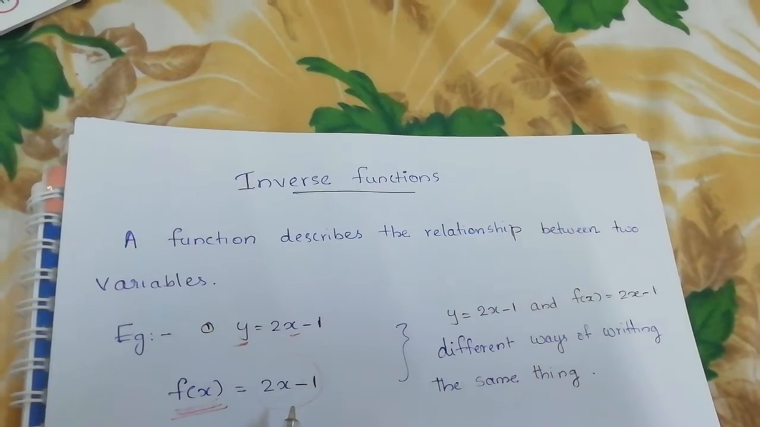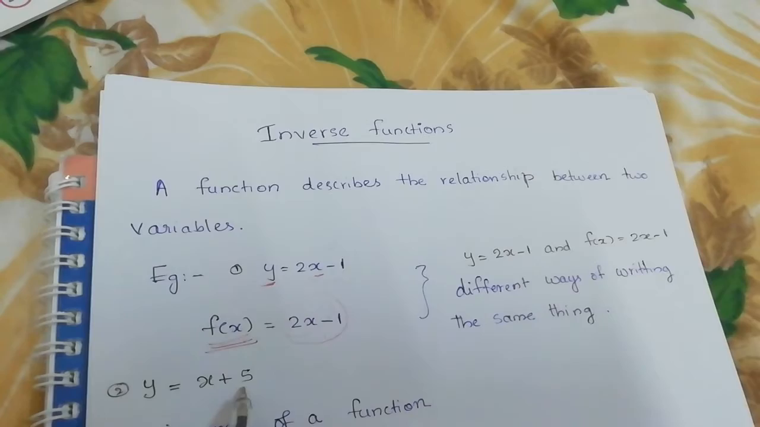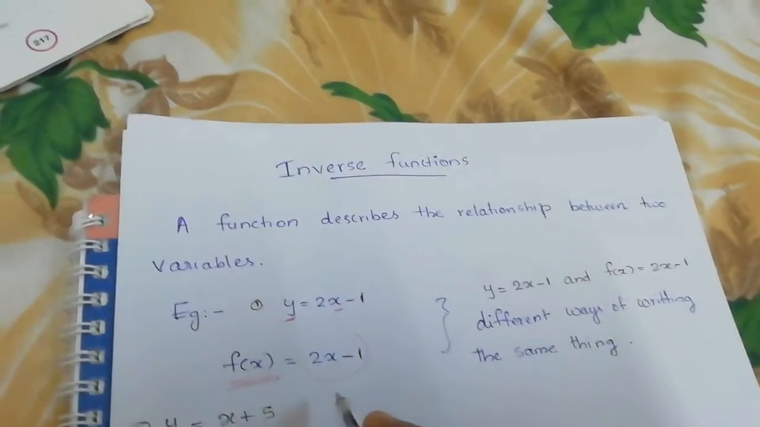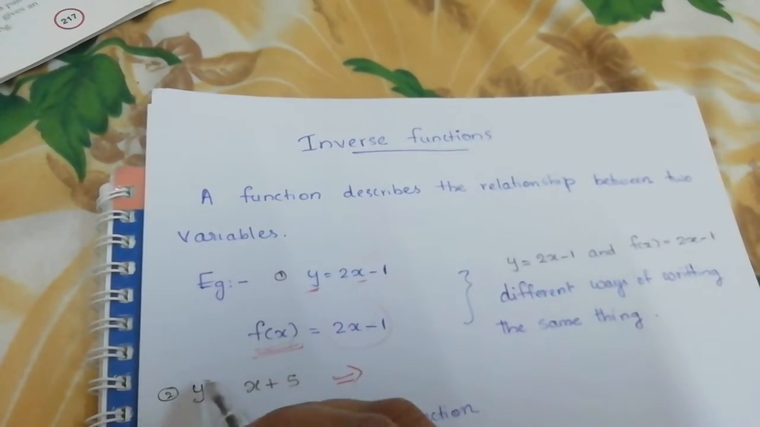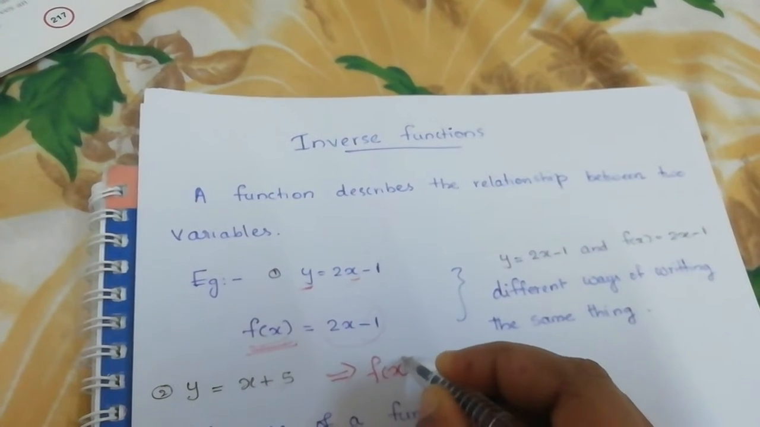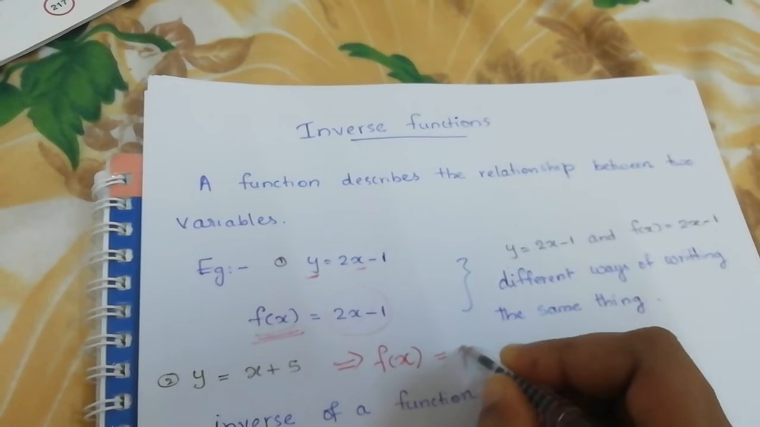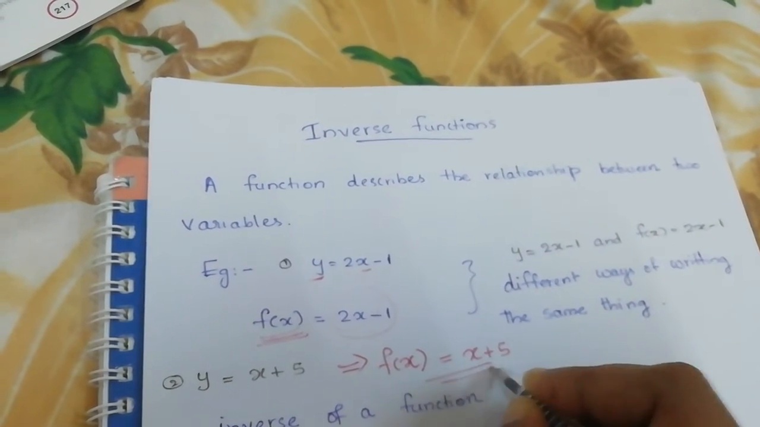We will check another example, for an equation y equals x plus 5. This is an equation and I want to change this into function form. How do I change this into function form? I can just change this y to f of x. So this is the form we are expressing as a function: f of x equals x plus 5. Yes, so this is the function form.